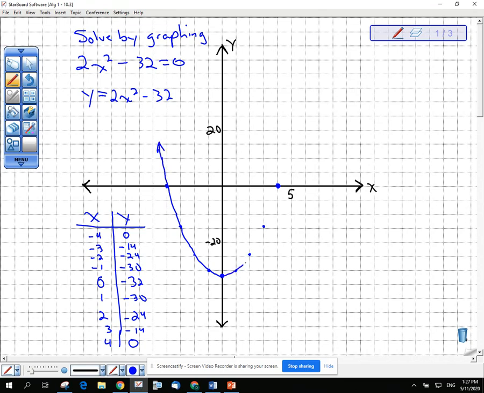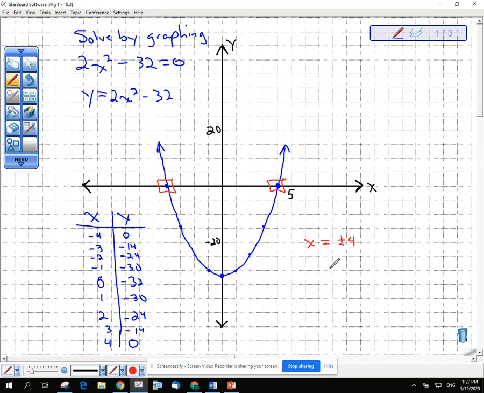Don't get sloppy on the parabola just because it's the solutions we're after and not as much the graph. I mean, I still want to see your graph. So draw a nice looking parabola, and then what we want to do is identify the x-intercepts as the solutions, okay? So our answer would be x equals plus or minus 4, or you could list them separately, negative 4 and 4. Okay, do you understand?